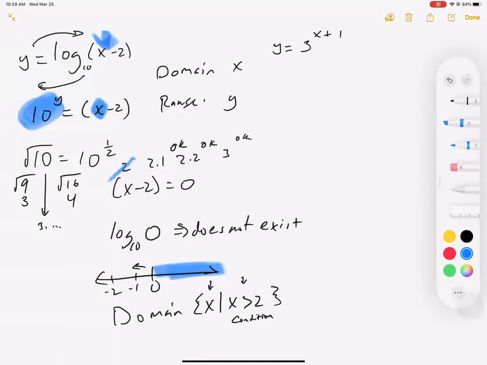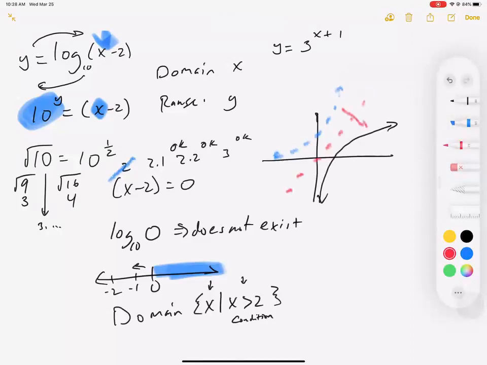Okay. All right. The next part is, what's the range then? Well, if you just graph it, the log graphs look like this. That's what logs look like. And one reason why is because they are the inverse of exponents. And they're supposed to reflect themselves over what we call x equals y.